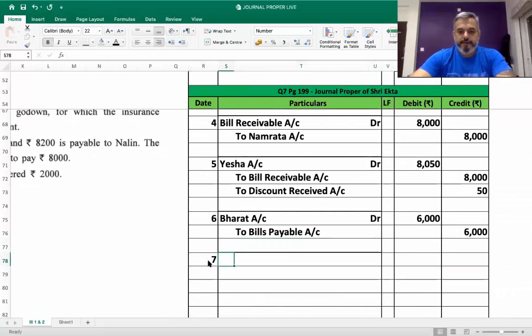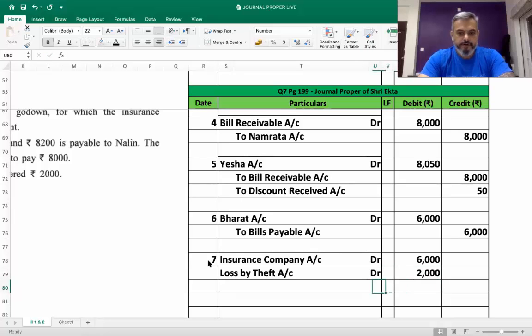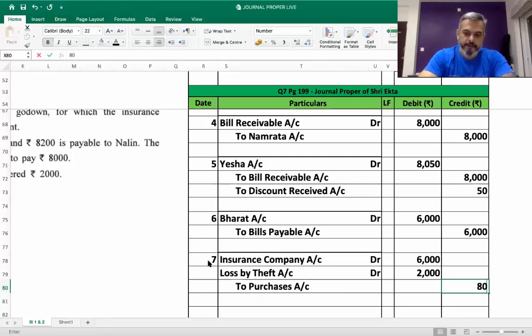So 7, insurance company account debit 6,000. Loss, how did the loss happen? By theft, stolen, loss by theft account debit 2,000. Goods go out of purchases, to purchase account 8,000.